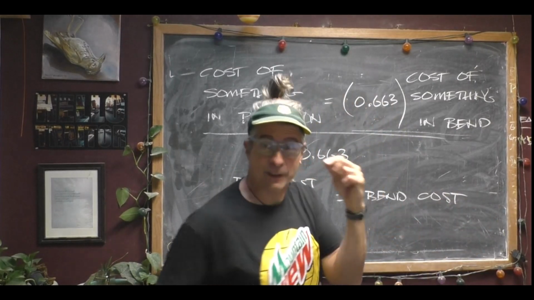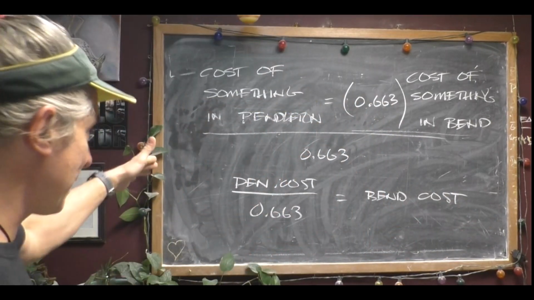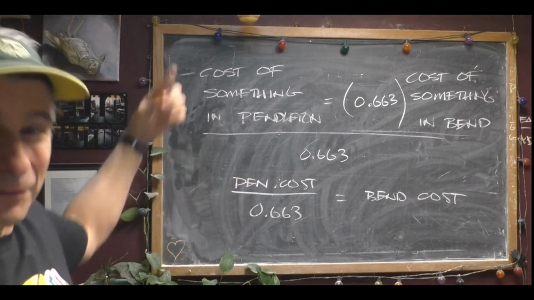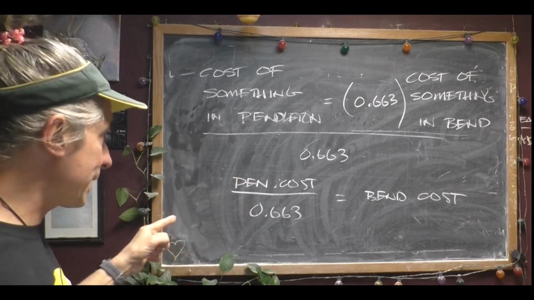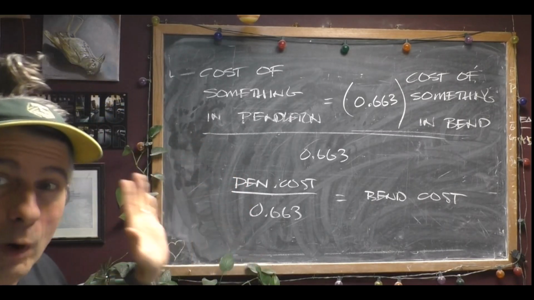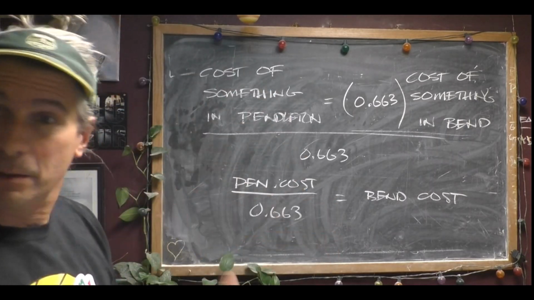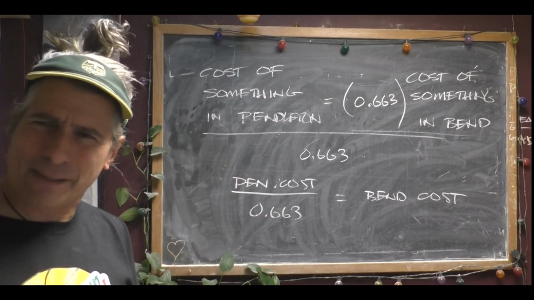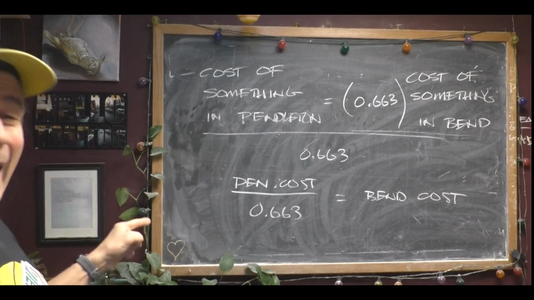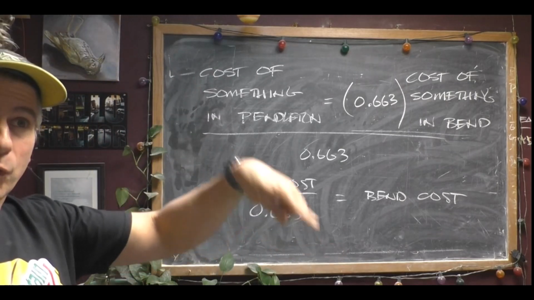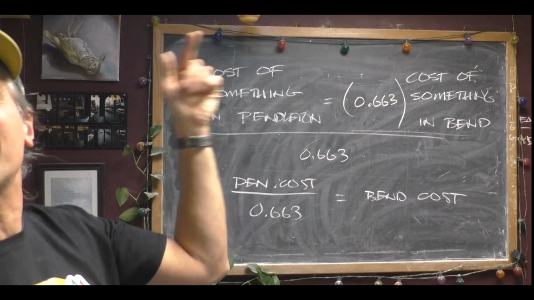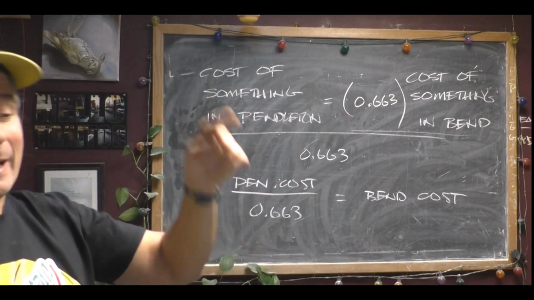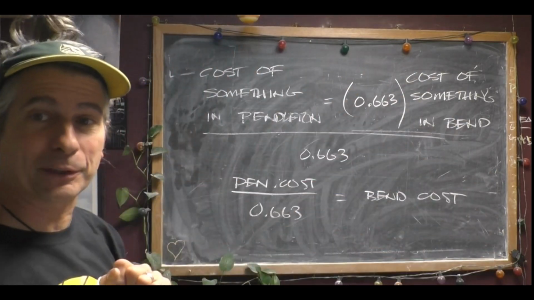And that's perfect. So whatever the Pendleton cost is for tuition, divide it by 0.663, and that's going to turn it into what the equivalent Bend cost would be. Does that kind of make sense? Hopefully that makes sense. So we're going to do that in the spreadsheet for all the schools based on all the costs of living that I was able to get out of the calculator. Let's check it out.